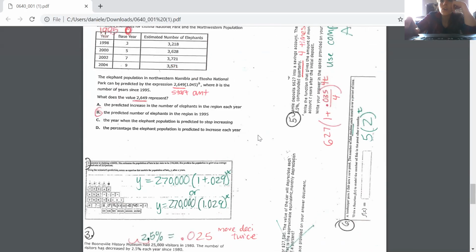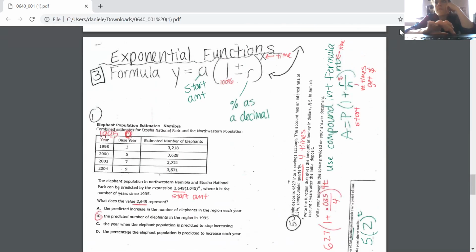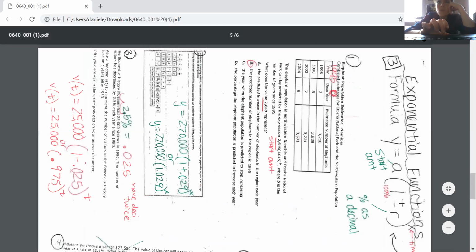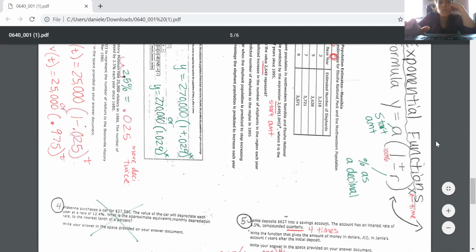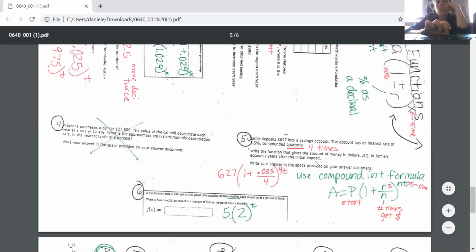Number 4 right here, I'm not worried about. Number 5, I know it's sideways. We can flip it. Where'd it go? Number 5 right here. So Jamie deposits $627 into an account. It is compounding quarterly.